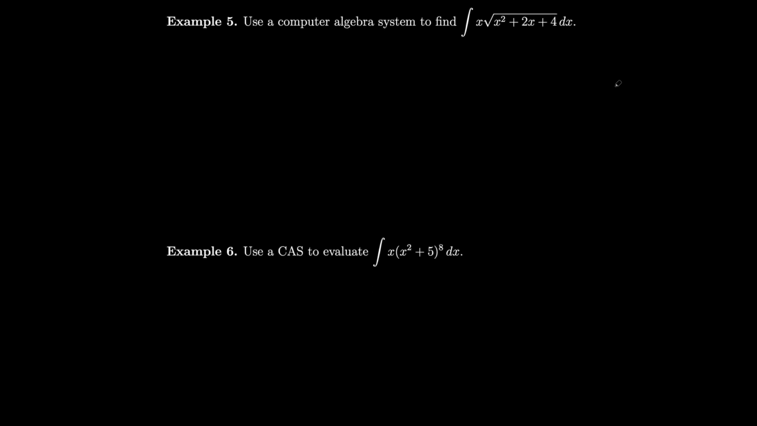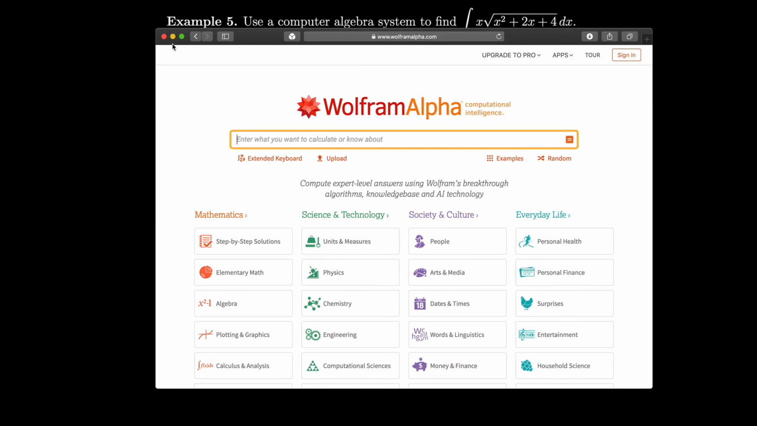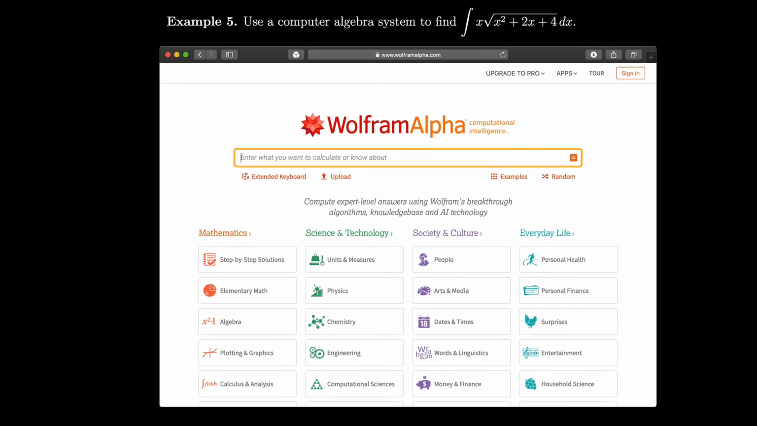Okay, let's do the same integral now with a computer algebra system. So how about we pull up Wolfram Alpha, and we will type in integral x square root x squared plus 2x plus 4.